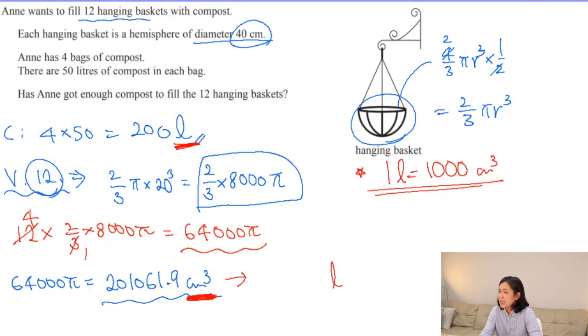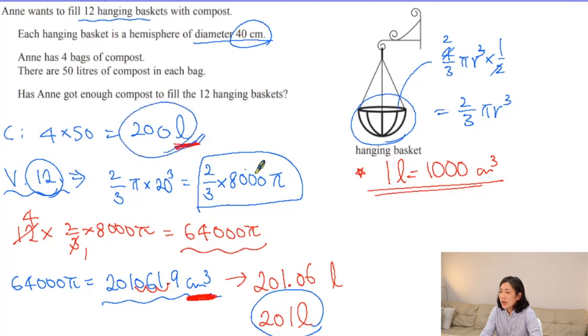Let's change the cubic centimeters into liters. If you divide by 1,000, you come up with 201.06, right? Now let's see. Your compost is 200 liters, and your hanging basket is 201 liters. So do you think it's enough compost? No, it's not enough. So your answer is not enough, since the volume of 12 hanging baskets is bigger than the amount of the compost.